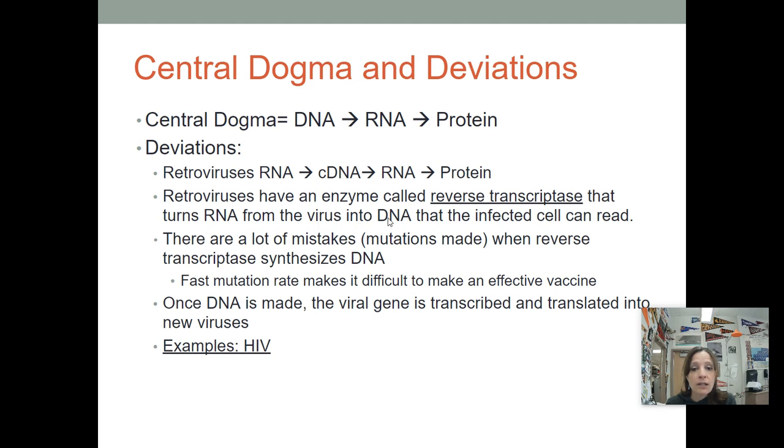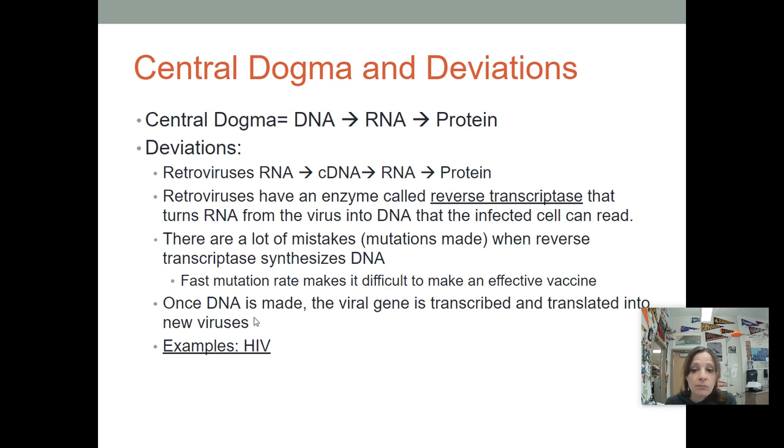Okay, and so then once the infected cell has that DNA, it's not going to know the difference between its DNA and the viral DNA, and it's going to make messenger RNA, and then it's going to make proteins. And what happens is there's a lot of mistakes in this process from RNA to cDNA, right? The reverse transcriptase is not very good at making DNA. And so with those mistakes, you get mutations in the virus. And that is what makes it so hard to make an effective vaccine, because the virus is constantly mutating.